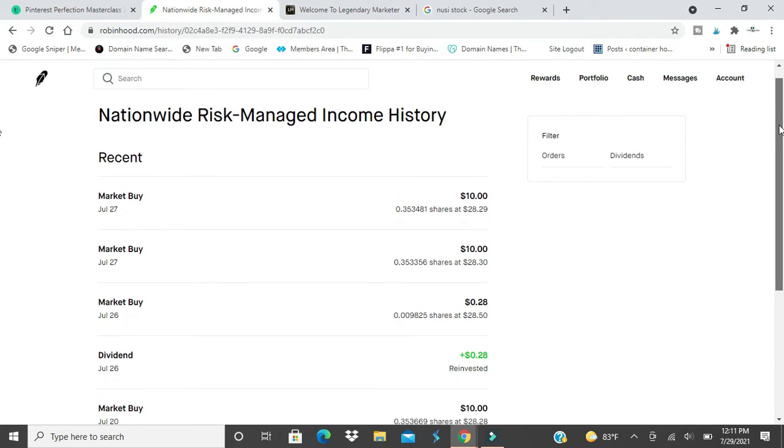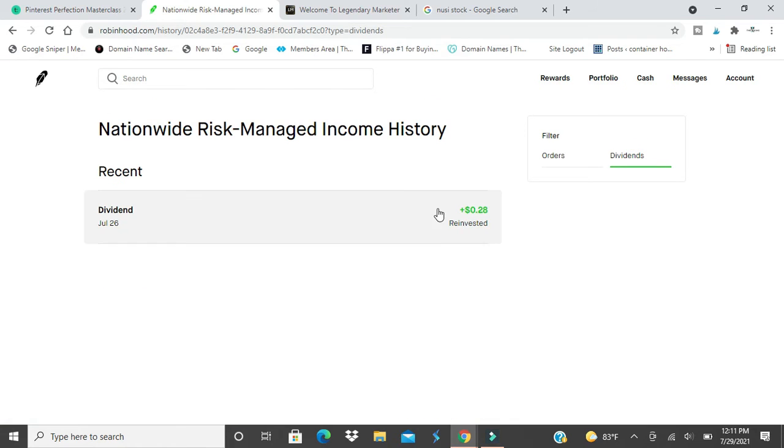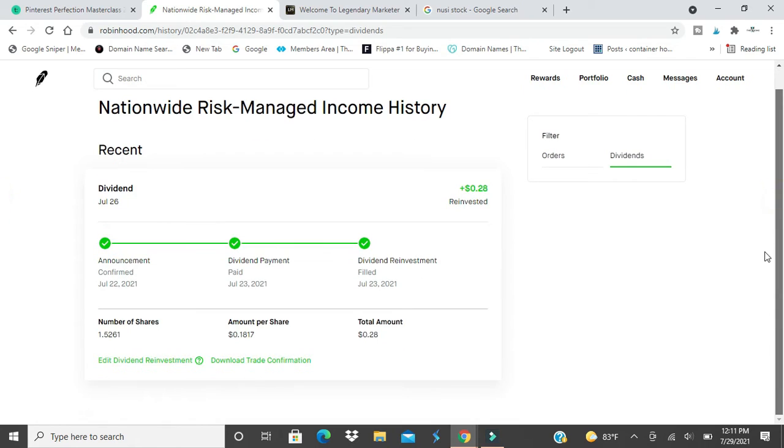So I've been putting money in here. I'm going to go to dividends. So they paid me 28 cents in total dividends for owning 1.5 shares. So 18 cents per share. So I got 28 cents.